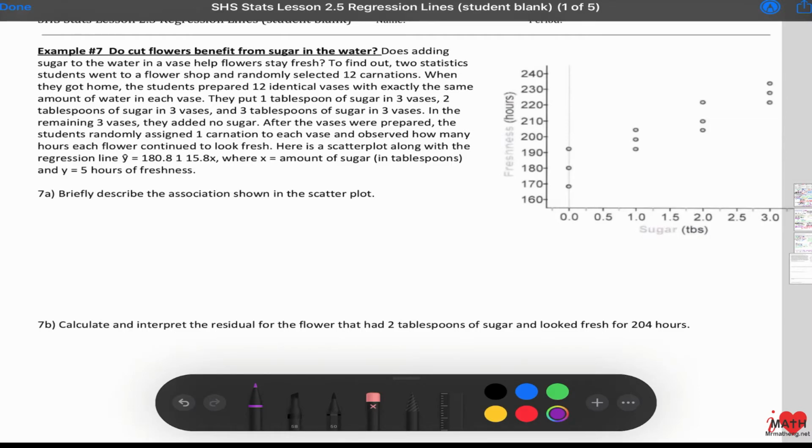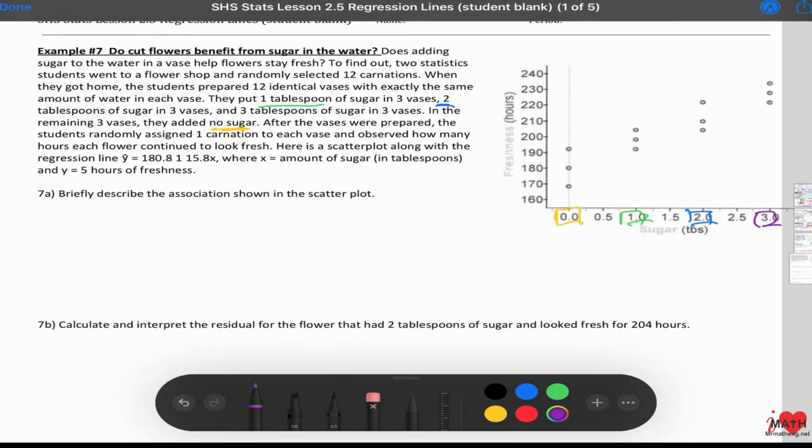When they got home, the students prepared 12 identical vases with exactly the same amount of water in each vase. They put 1 tablespoon of sugar in 3 vases, 2 tablespoons of sugar in 3 vases and 3 tablespoons of sugar in 3 vases. In the remaining 3 vases, they added no sugar. So trying to help you interpret, there's the 0. That's the no sugar. Those are the 3 vases. And this is the 1 tablespoon, right? And then here is the 2.